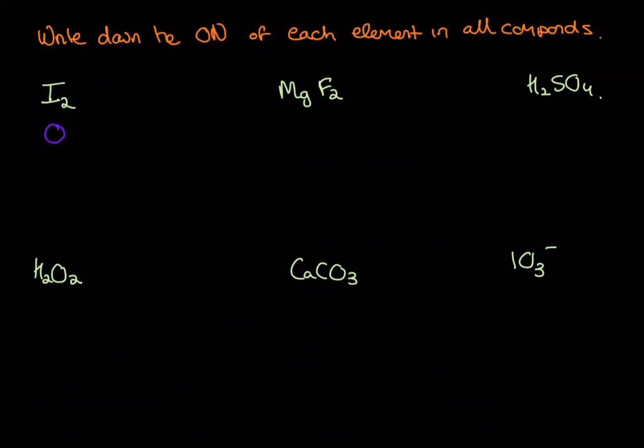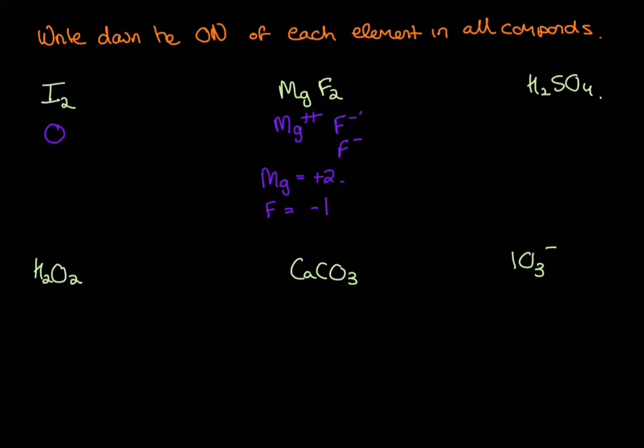Magnesium fluoride then. So magnesium is in group 2, fluorine is in group 7. So fluorine is more electronegative. So it's going to take the electrons, and we have 2 of them. So magnesium is able to give 2 electrons, and each fluorine is going to take 1 electron. So I'm going to assign magnesium an oxidation number of +2, and fluorine an oxidation number of -1.